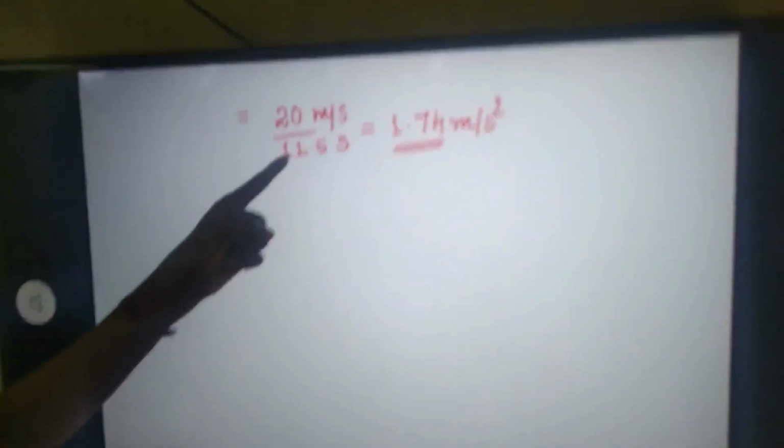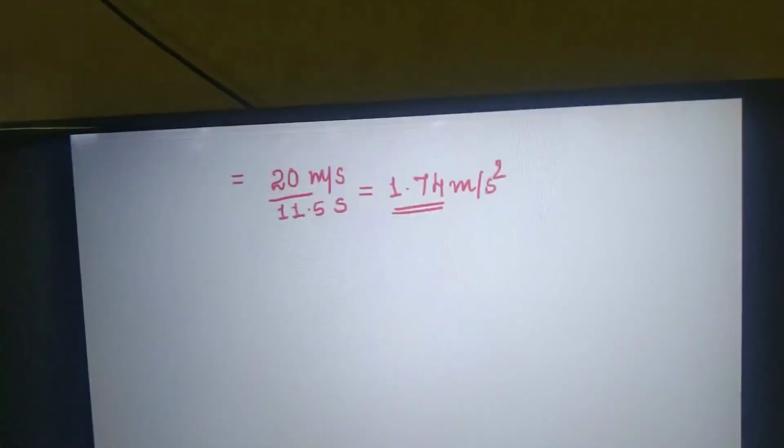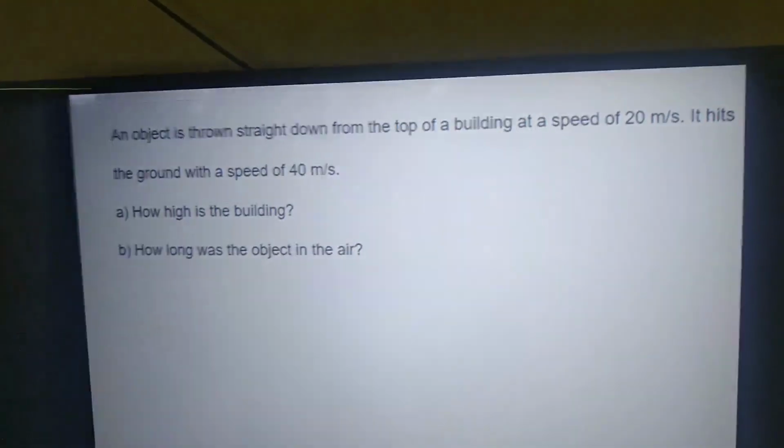Now, what is the answer? 20 by 11.5. So the final answer is 1.74 meter per second square. Okay. Here comes another situation.